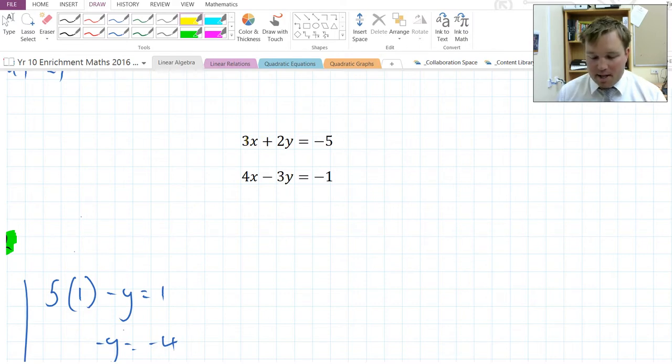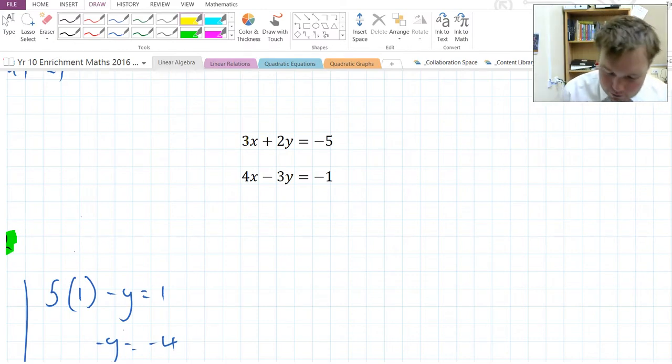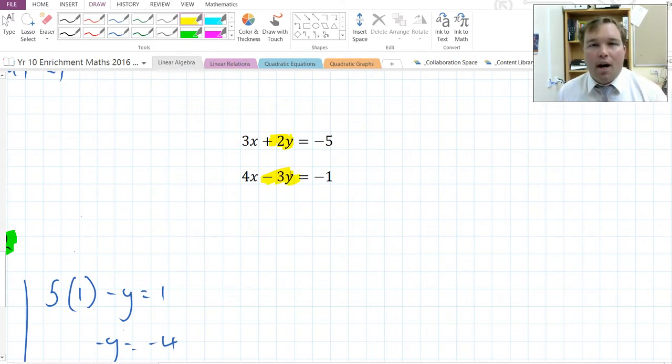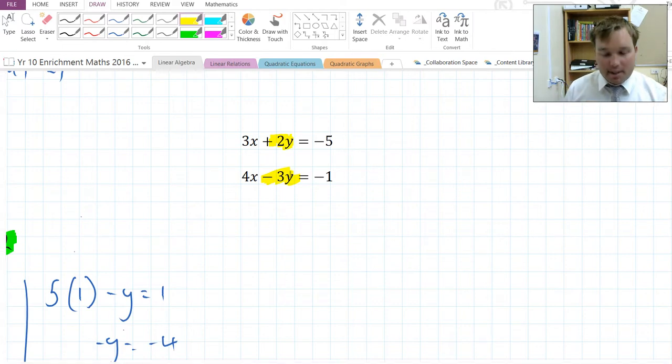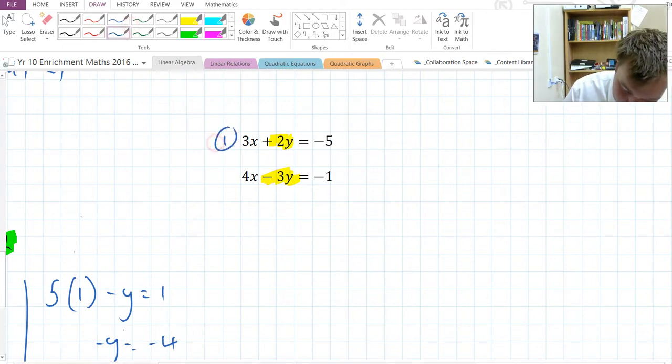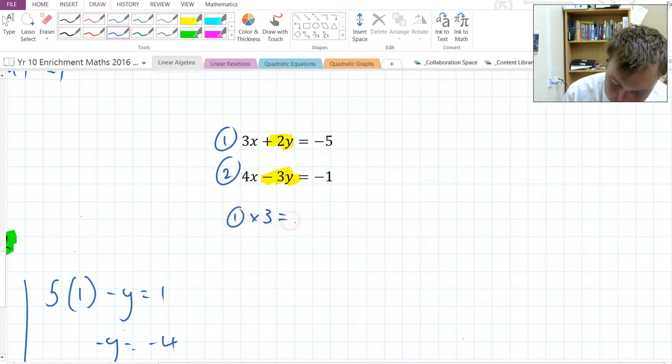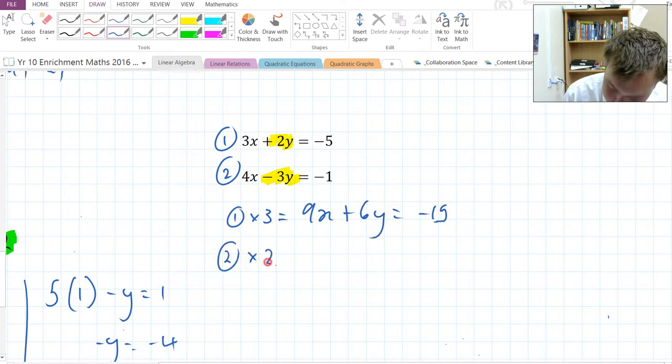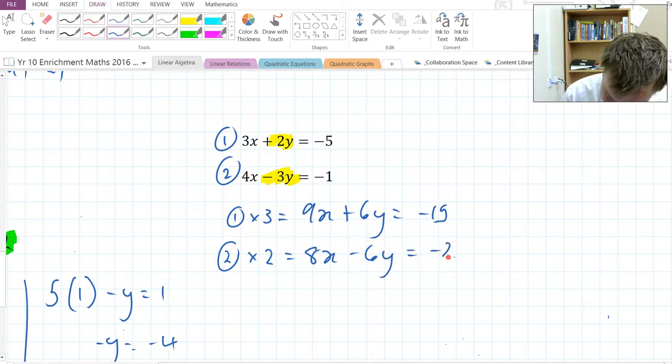And it doesn't matter here if you eliminated x or eliminated y. For some reason, people tend to pick on y. So I'm going to try and eliminate y first. If I have a 2y and a negative 3y, I want to make them both 6y's. That way they're of the same magnitude and I can eliminate them. So I'm going to take equation 1 and multiply it by 3. And that will give me 9x plus 6y is equal to negative 15. I'm going to take equation 2 and multiply it by 2. And that's equal to 8x minus 6y is equal to negative 2.